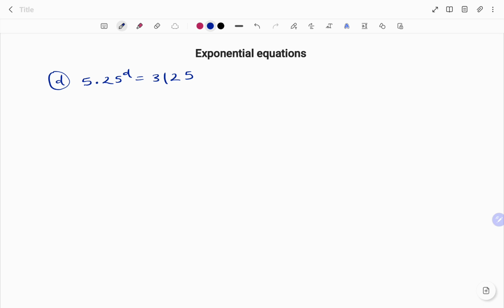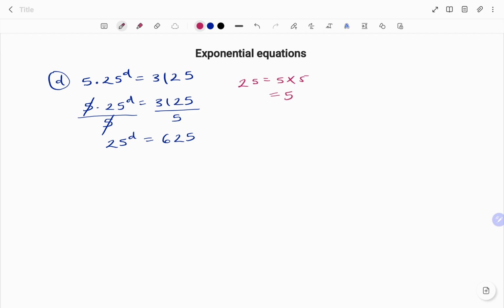In this example, we have 5 times 25 to the power of d equals 3125. Before we start changing the base to its lowest prime, we're going to divide both sides by 5. This cancels. We're left with 25 to the power of d equals 3125 divided by 5, that's 625. If we change each base to its lowest prime, we have 25 equals 5 times 5 using prime factorization. This is the same as 5 squared.